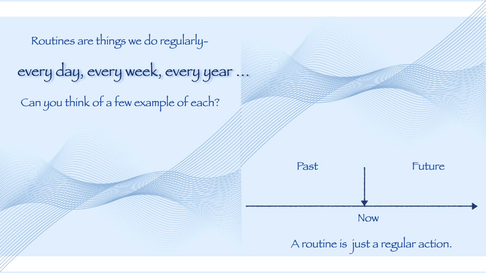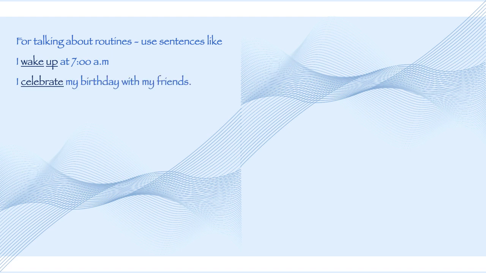So, a routine has nothing to do with past, present, or future. It is something which we do as a matter of regularity. It's a routine action and it happens again and again. Now, when we talk of routines, we use sentences like, I wake up at 7, I celebrate my birthday with my friends. Now, celebrating your birthday is a once a year event, and even then, it is a routine.